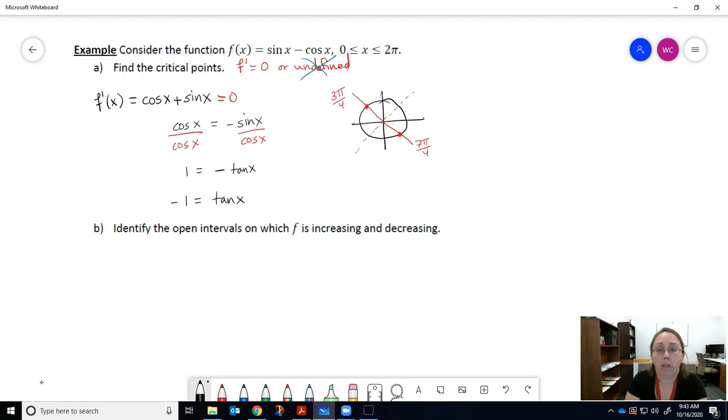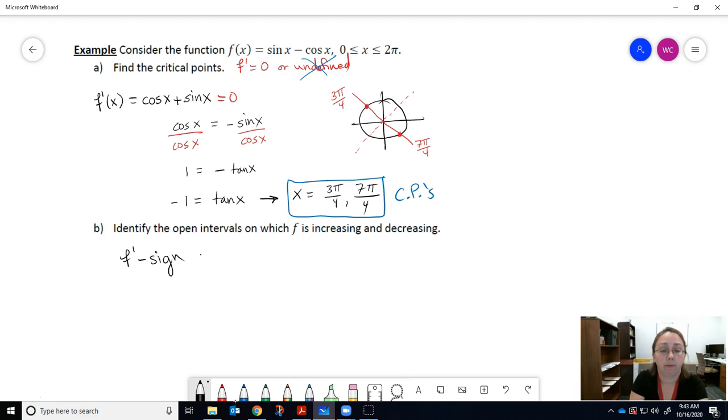All right, so what this means is we found 2 points, x, in this interval from 0 to 2 pi. If you go around the circle again or you go negative angles, there'd be more options. But in our interval, we found that x equals 3 pi over 4 and 7 pi over 4 are the critical points for this function. Once you have your critical points, you can then identify the open intervals where f is increasing and decreasing. The way I like to do this is by building the sign chart for the first derivative.